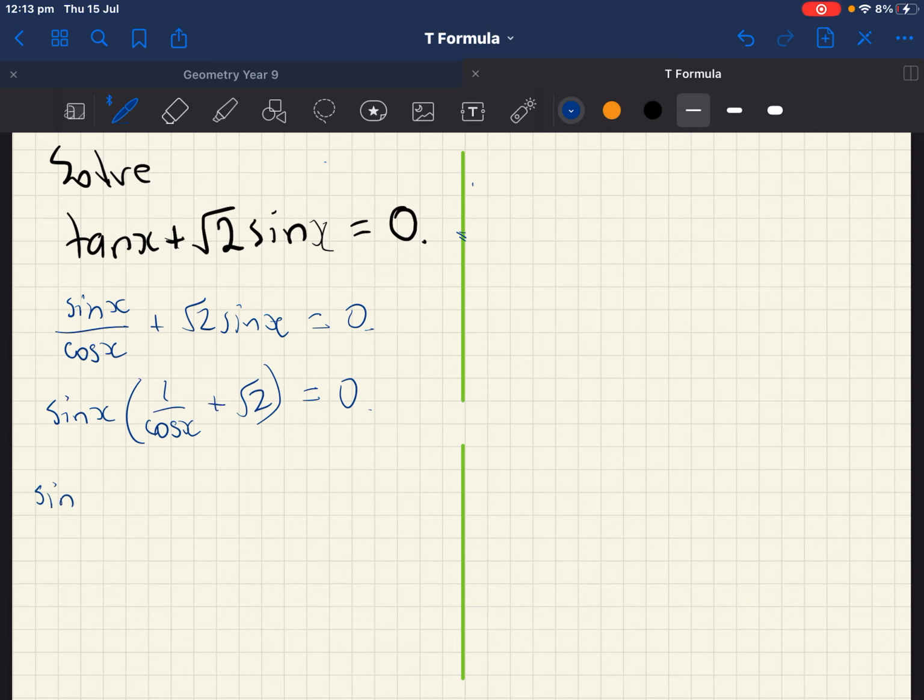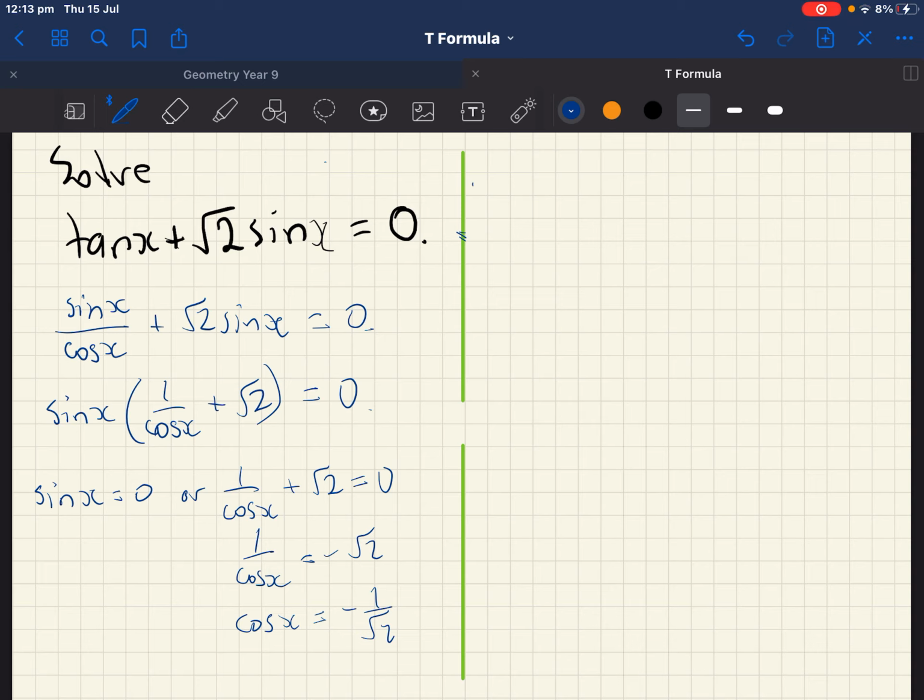That's only going to occur when sine x is equal to 0, or when 1 on cos x plus root 2 is equal to 0. The first one's already really nice, and you can get your solutions for x straight away, 0, 180, and 360. Again, boundary values from the sine graph. This other one, you'd need to rearrange a little bit to get cos x by itself. Do the reciprocal of both sides. And you'd end up with this.